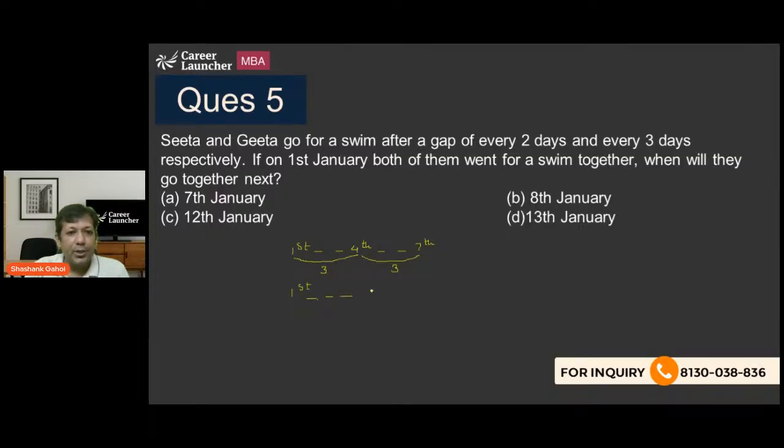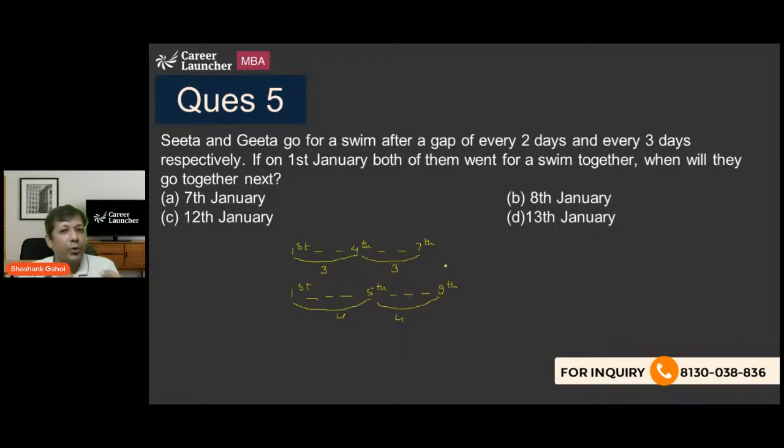1, 2, 3. She is going on 5th. Then she is going to go on 6, 7, 8, 9th. Now Geeta is going on every 4th day, right? So basically gap is 4.